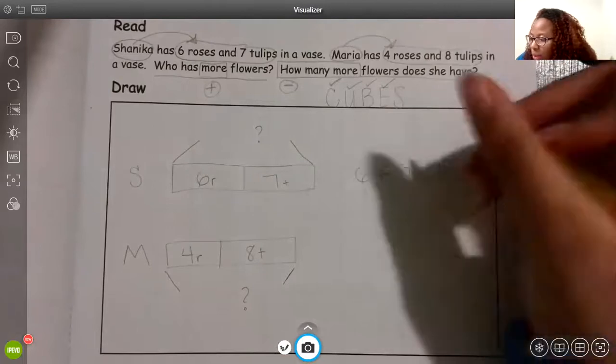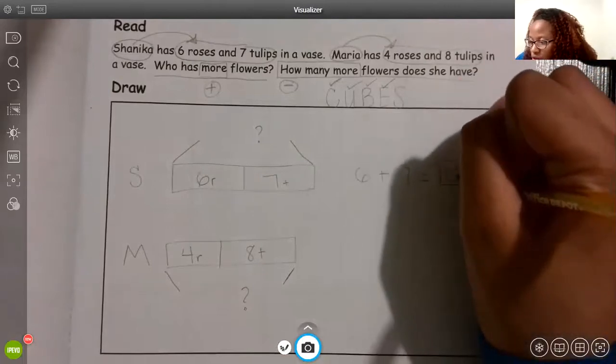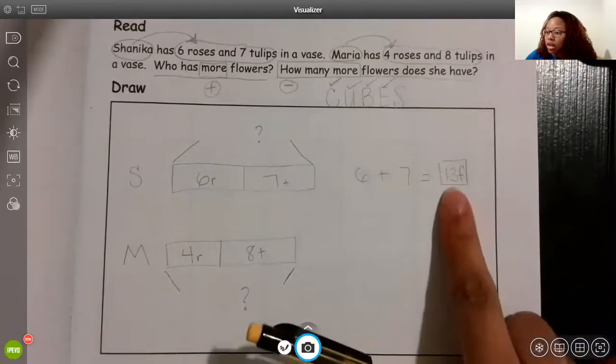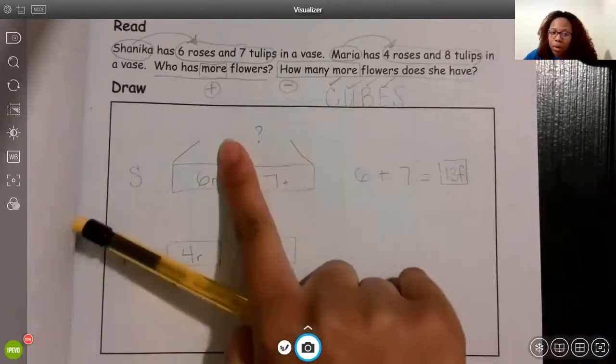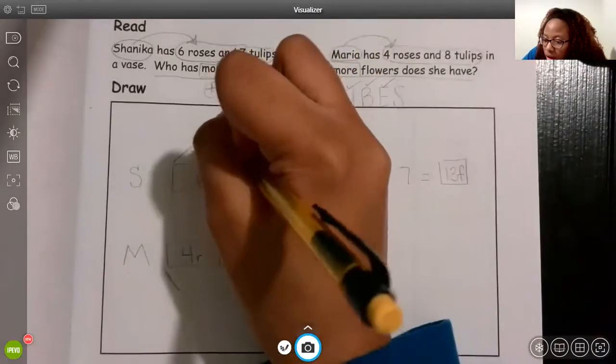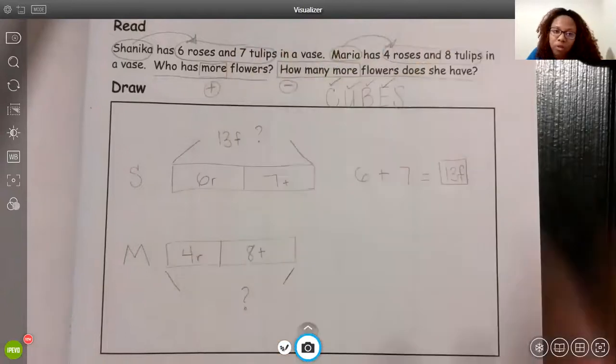And for this one, I'm going to put an F just for flowers because tulips and roses are flowers. So I'm going to say she has 13 flowers. So what will go right here? You can write 13 F for flowers.